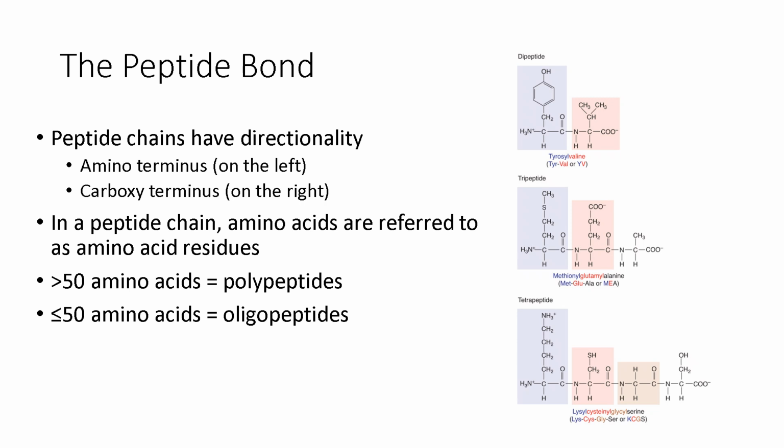Polypeptides are not random chains, they have directionality. The N-terminus, or amino end, is where synthesis begins, and the C-terminus, or carboxyl end, is where it finishes. As amino acids are linked by peptide bonds, they become residues in the growing chain. When these chains exceed 50 residues, they are typically called polypeptides, while shorter ones are referred to as oligopeptides. Directionality is essential for proper folding and function.